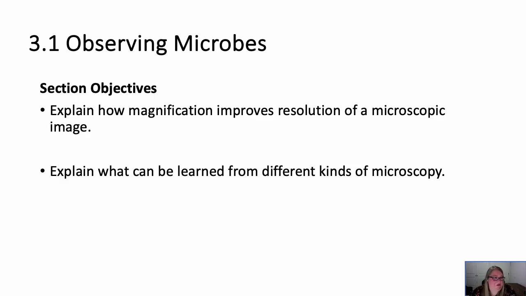Okay, so that brings us to 3.1, and we're going to talk about how we observe microbes. So we're going to talk about microscopy and some of the basics of it. We're going to talk about two parameters called magnification and resolution, and then we're going to talk about some of the different kinds of microscopy and what they really mean.